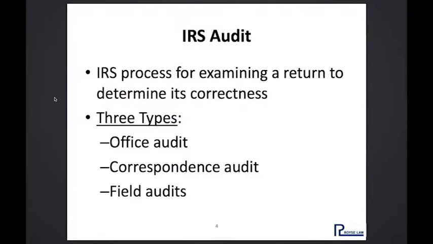Now, what is an IRS audit? The IRS audit is the IRS's process for examining a return to determine its correctness. There are three main types of audits. There's an IRS office audit, where the taxpayer goes to the IRS's office. There's a correspondence audit, when the IRS sends mail to the taxpayer for information. And there's a field audit, when the IRS official visits the place of business of the taxpayer.